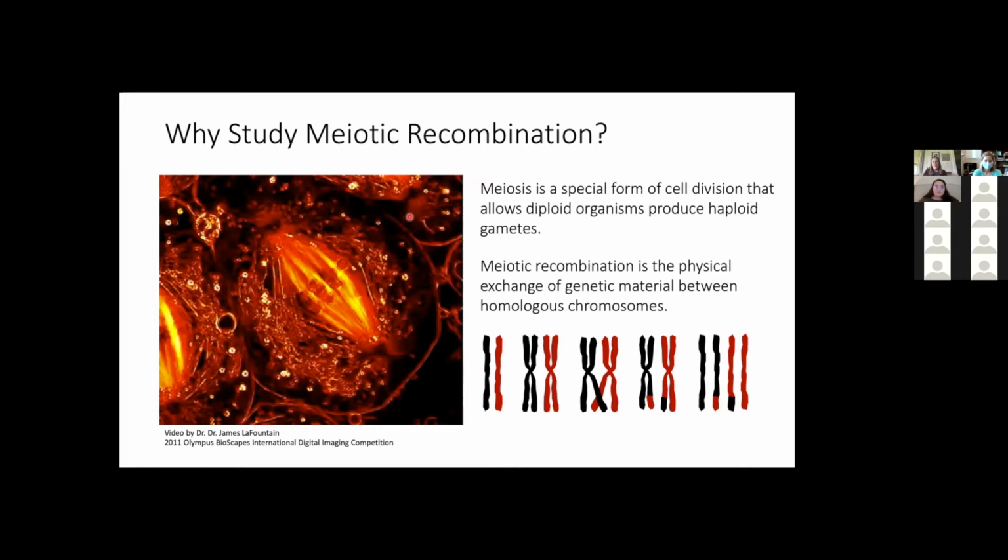Within meiosis, in this very early stage, you get the process of meiotic recombination, which is the physical exchange of genetic material between homologous chromosomes. And I'm going to see if I can play this video here to emphasize how beautiful and dynamic meiosis is.